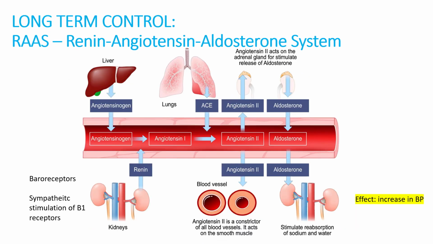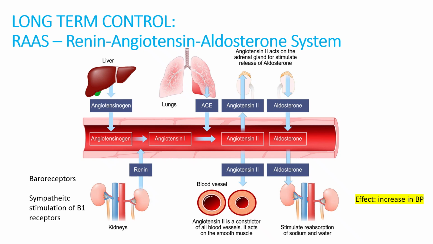On the other hand, for long-term control of blood pressure, the body has the renin-angiotensin-aldosterone system, also known as the RAAS. Here, the chemical angiotensinogen is produced in the liver. It enters the blood, and when it comes in contact with a chemical known as renin, produced by the kidneys, it is converted into angiotensin 1. Angiotensin-converting enzyme produced by the lungs converts angiotensin 1 into angiotensin 2.